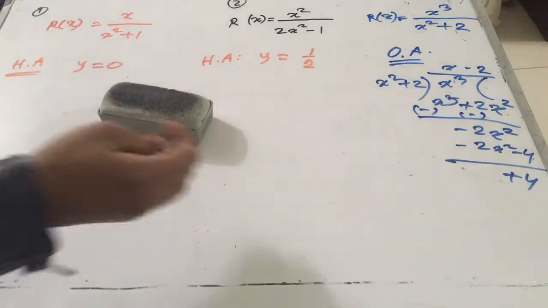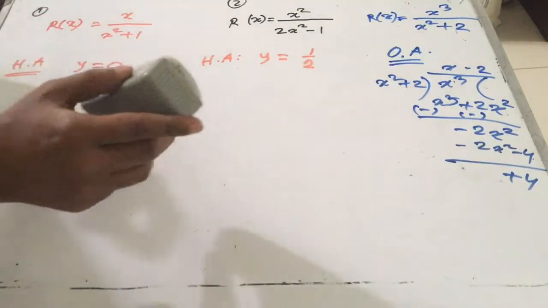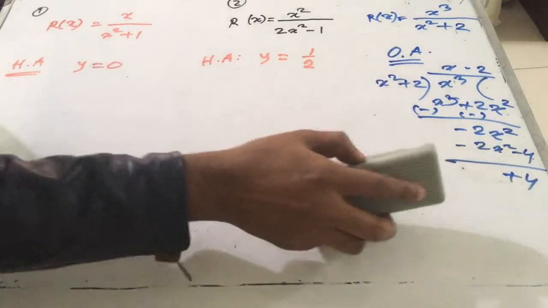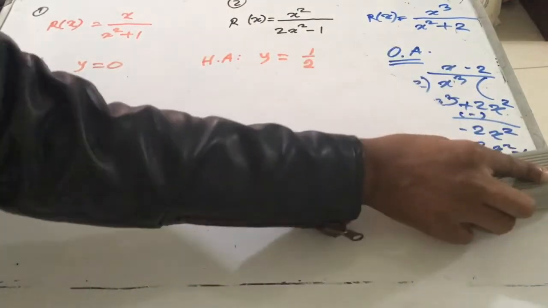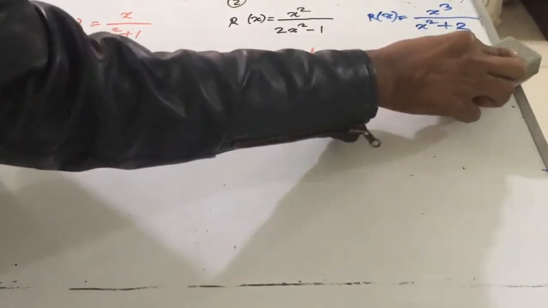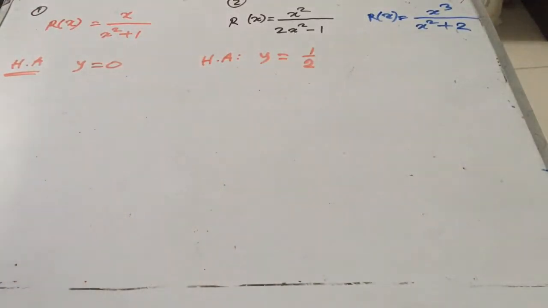So I think I should continue this oblique asymptote part more. I should discuss it a little bit more. I will divide it once again. Same thing I will do, because I think this is oblique.